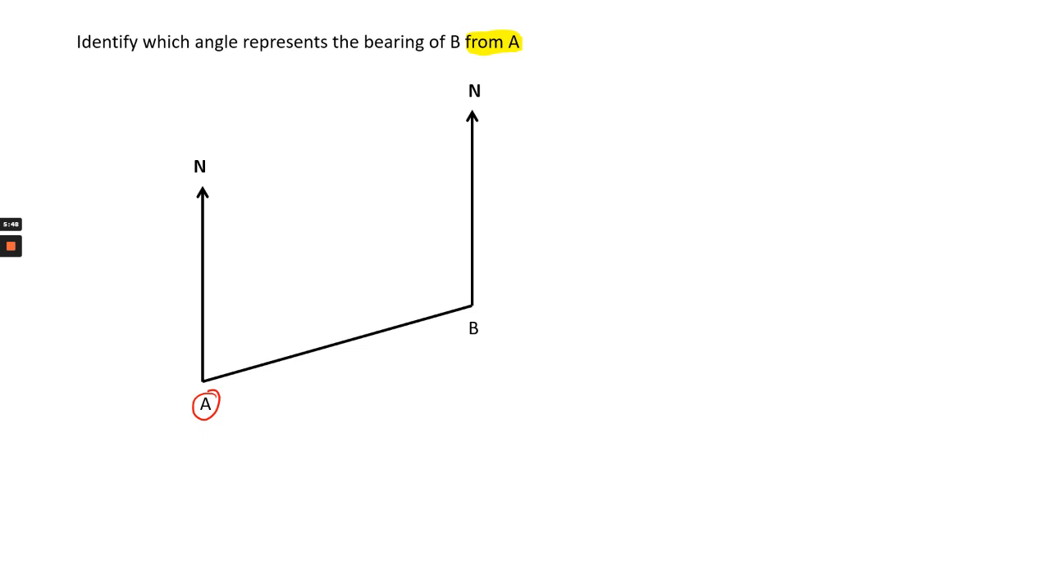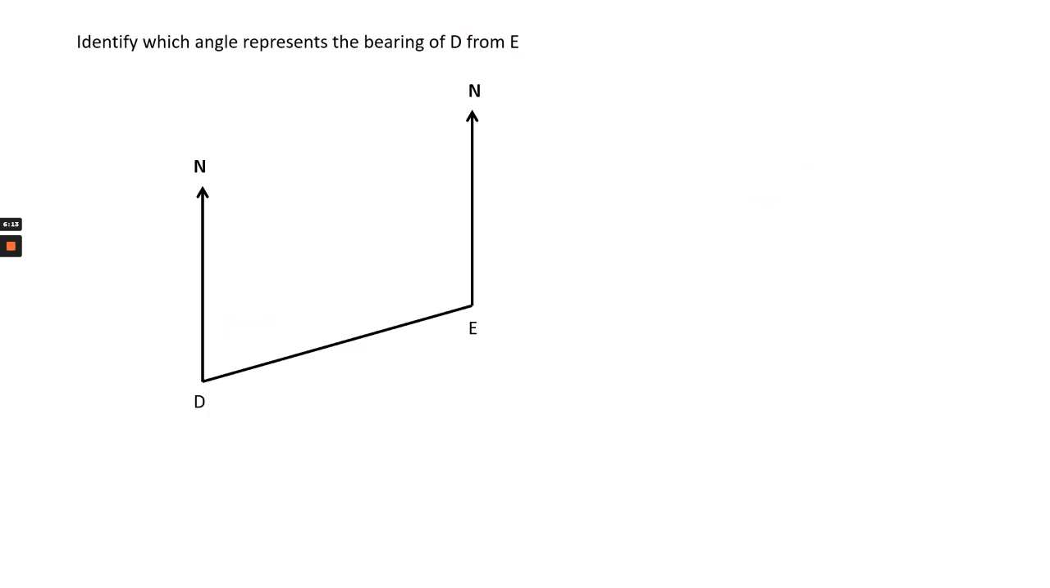So it's B from A. If we're at A, what angle between north and B? On this, it would just be this angle here that I would measure. Now, let's say that that angle is 50 degrees. I'd write my bearing as 050 degrees because I always write it in 3 digits.